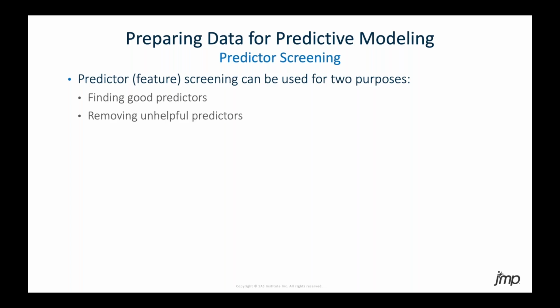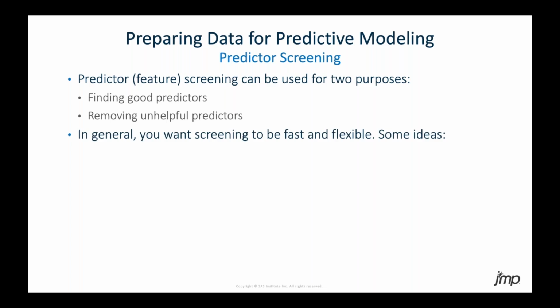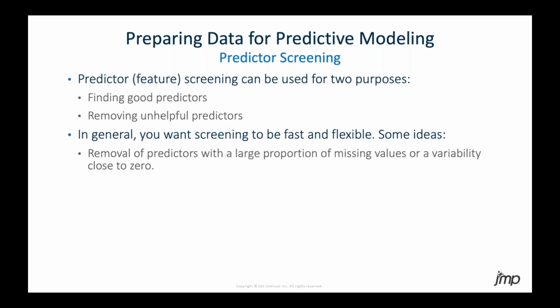However, it's also important when it comes to removing unhelpful predictors. So I'm just using the flip side of finding good predictors. Rather than picking the top 10, I might get rid of the bottom 80% or so, depending on how much each of those columns contributes to my prediction. There are things that you could do at the data cleaning step that help facilitate some of this predictor screening: removal of predictors with a large proportion of missing values or variability close to 0. Again, random forests can work really well in terms of finding unhelpful and helpful predictors.